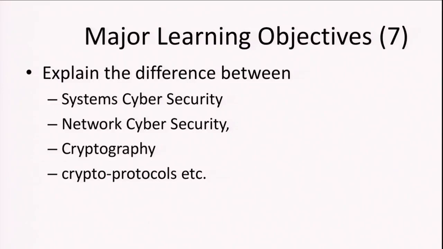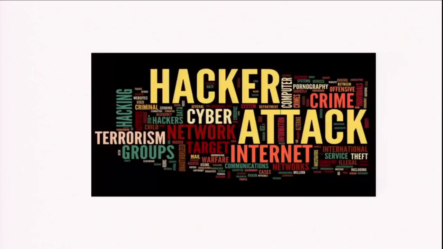And number 7 is to explain the difference between systems cybersecurity versus network cybersecurity, cryptography, crypto protocols, and so on, because these are often confused by people as being the same or equivalent to each other, but they're not. Therefore, if you have taken a course like this, you should have a very clear idea about what these are and how they differ from each other and where they are applicable and things like that.